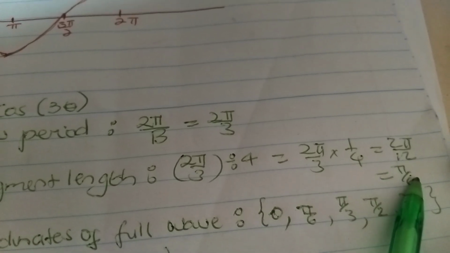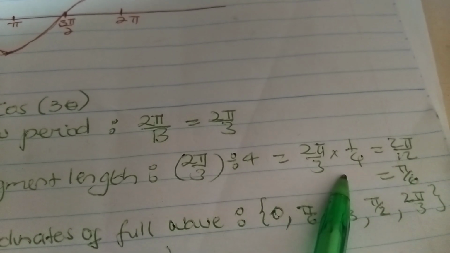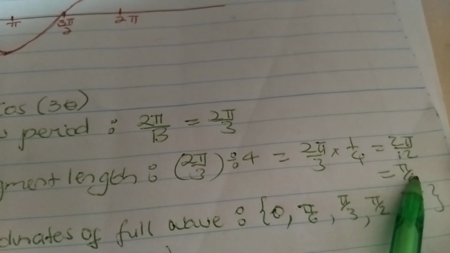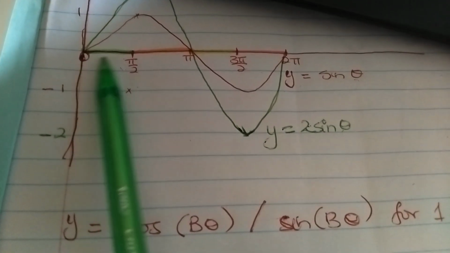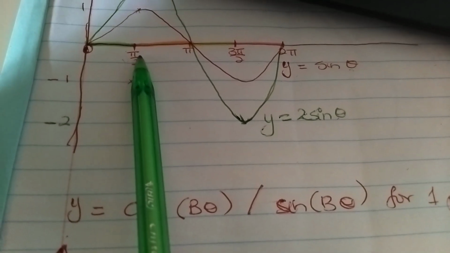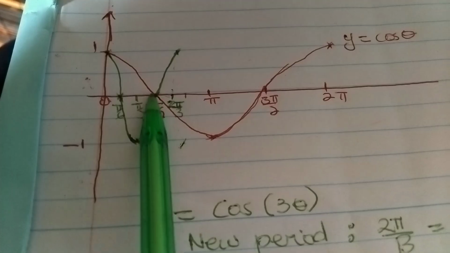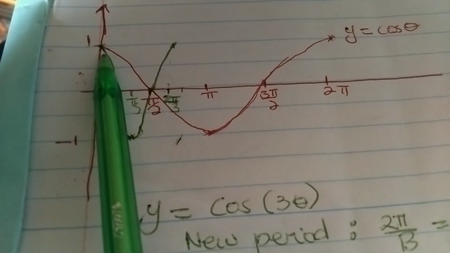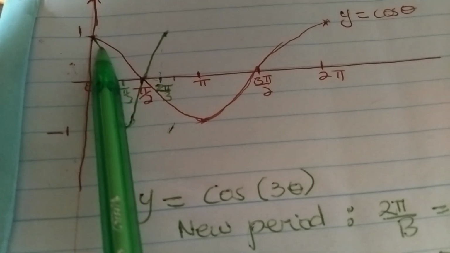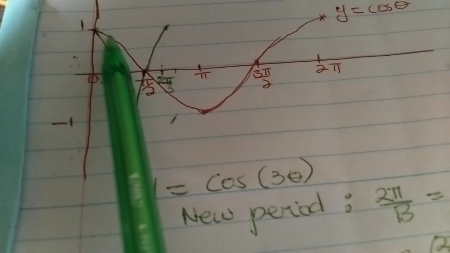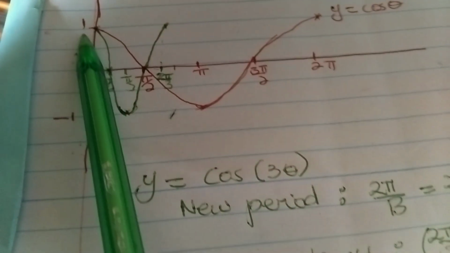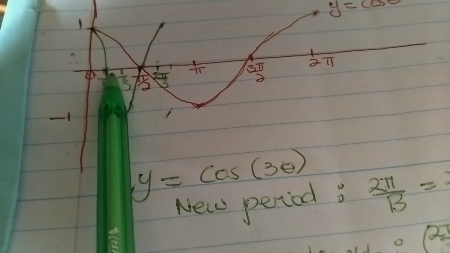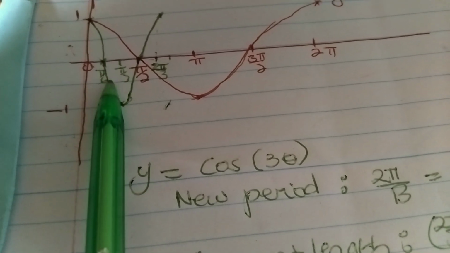What does this mean? It means that from 0 to pi over 6, it's the first segment. It's now from 0 to pi over 6, not pi over 2. What must happen there for a cosine? For a cosine, in the first segment, from 0 to pi over 2, we go from 1 to the x-axis. Now, on the original curve, our first segment now cuts the x-axis here at pi over 6.